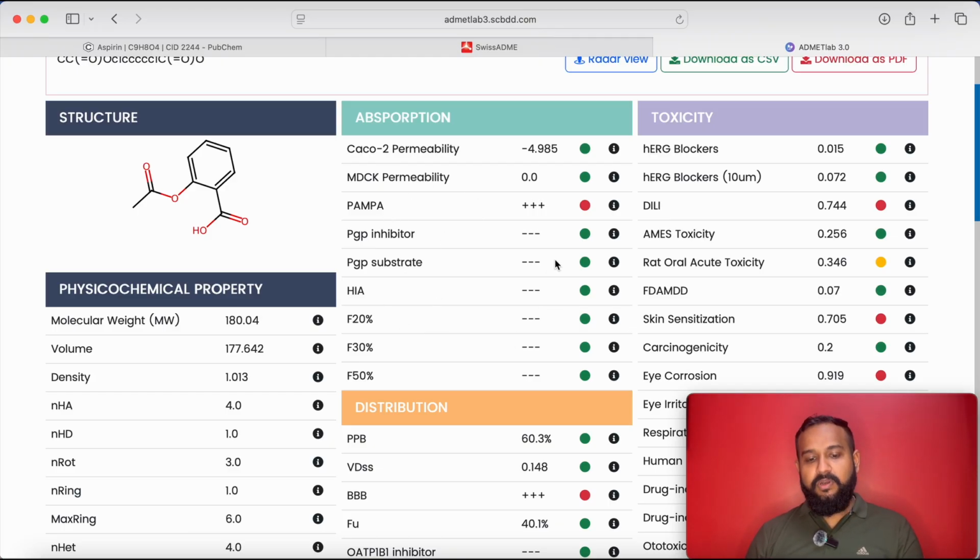Before that, just focus on the absorption profile, and this particular color also matters. The color connotation represented over here is very important. Green basically signifies it passes. Yellow signifies it is 50-50, but obviously we mostly consider that also. Red is a no, so obviously red doesn't pass.